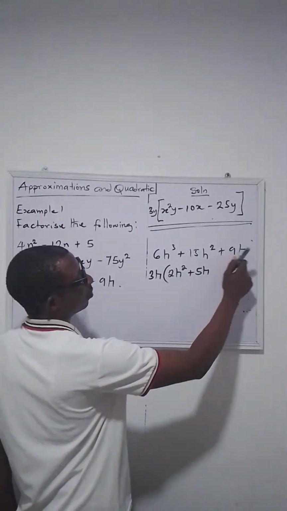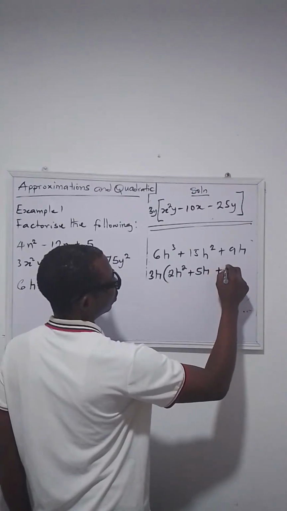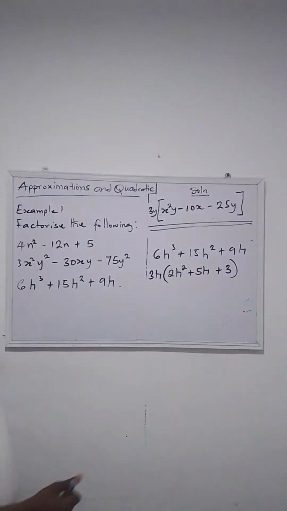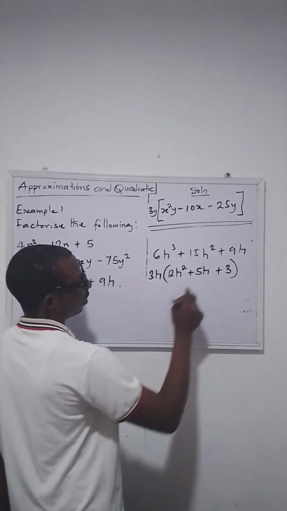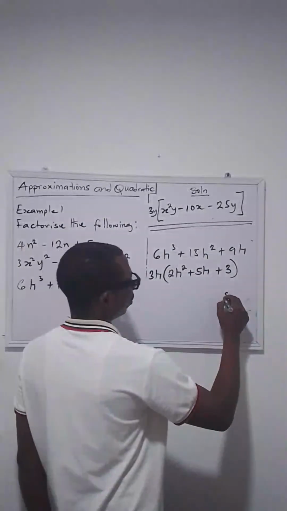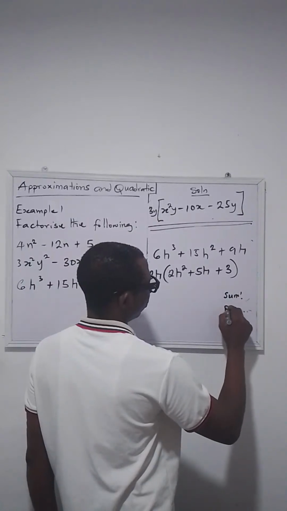Okay, so when you divide this one by 3h, what do you have? You have plus 3. So that's what you have. Okay, so now the next thing is to factorize what we have inside. I hope this one is going to be factorizable, what we have inside here. Okay, so now we have the sum and product.